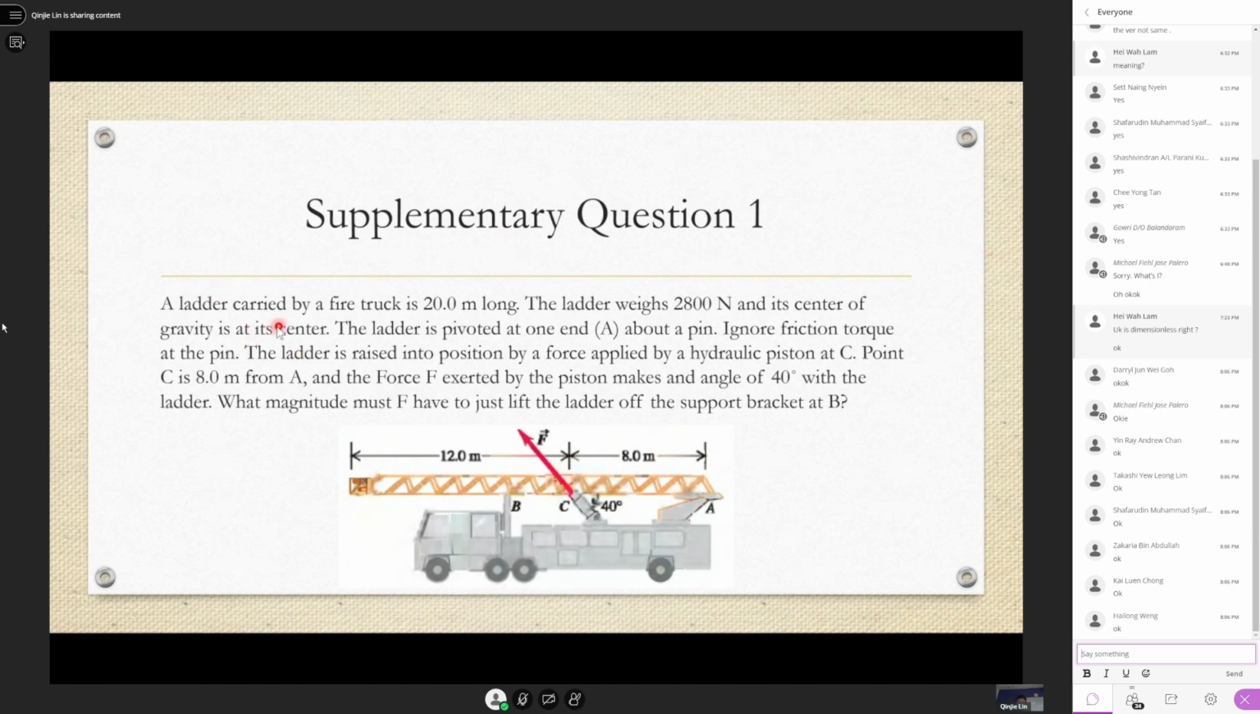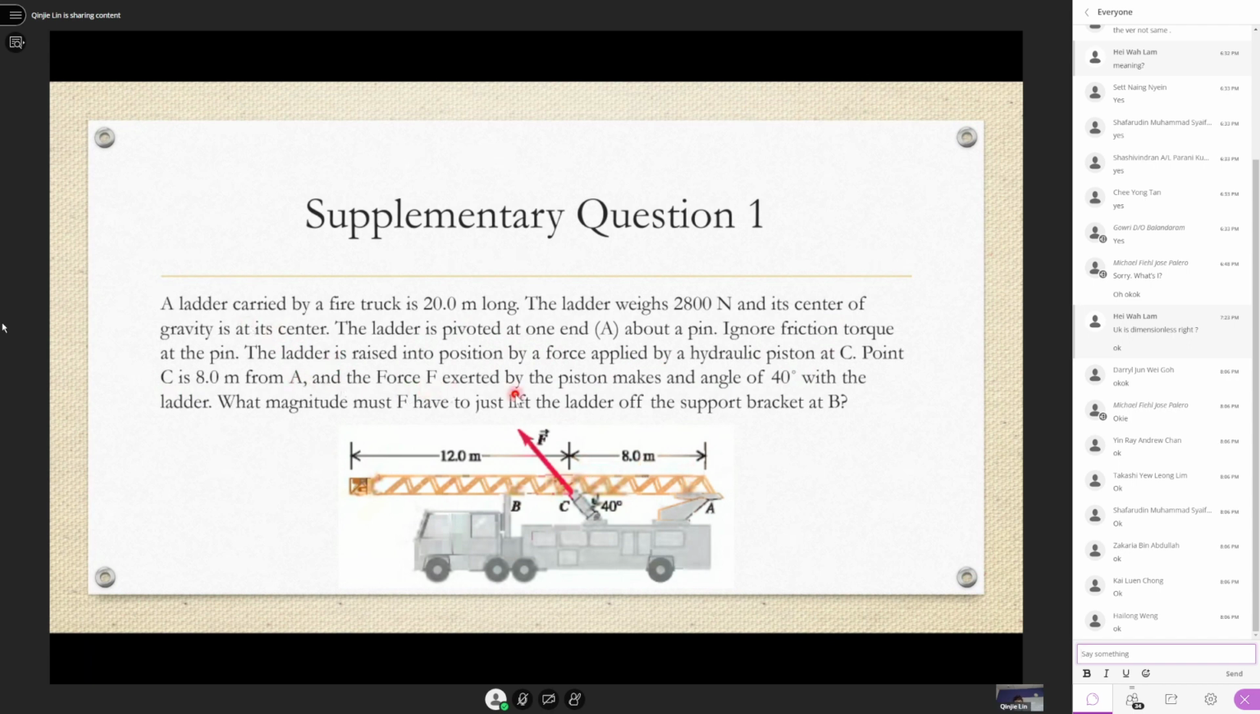A ladder carried by a fire truck is 20 meters long. The ladder weighs 2,800 Newton and the CG is at its center. The ladder is pivoted at one end, down here, about a pin. Ignore friction torque. The ladder is raised into position by a force applied by a hydraulic piston at C, down here. Point C is 8 meters from A.